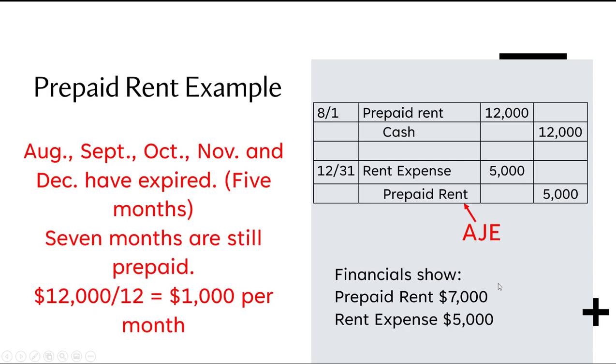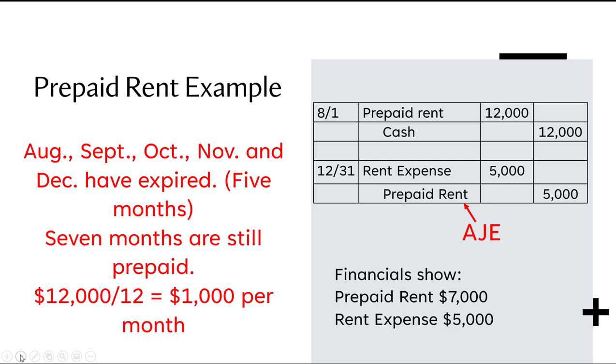Now, what's left on our financials? All right, again, we have the asset of $7,000 because we started with 12, we used up 5, and we have 7 left. And 7 months are still prepaid, right? So we have a current asset of $7,000 on our balance sheet, and our income statement shows rent expense of $5,000. All right, so that is prepaid rent.